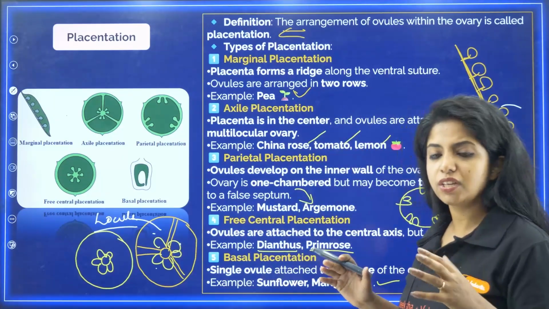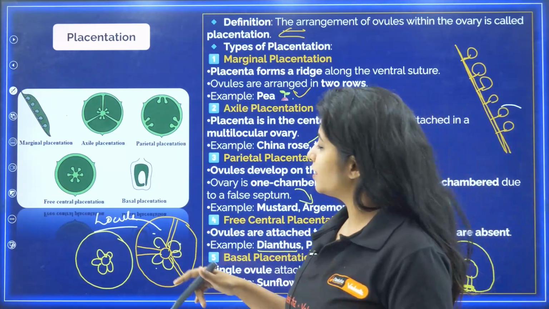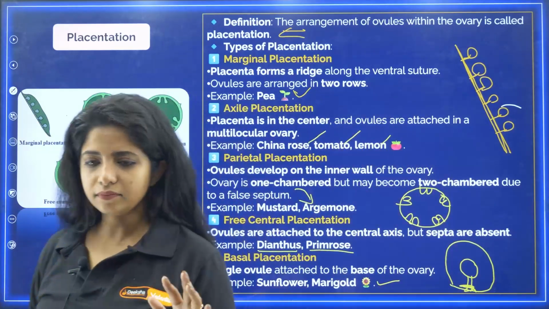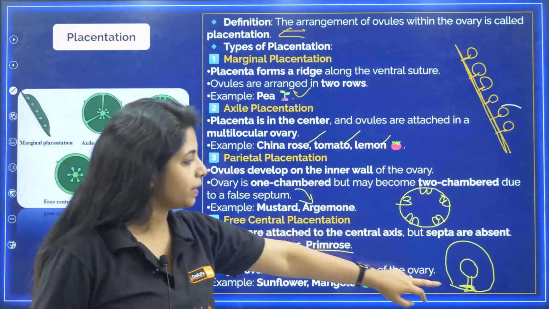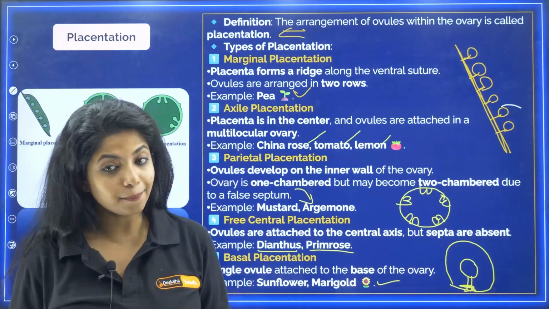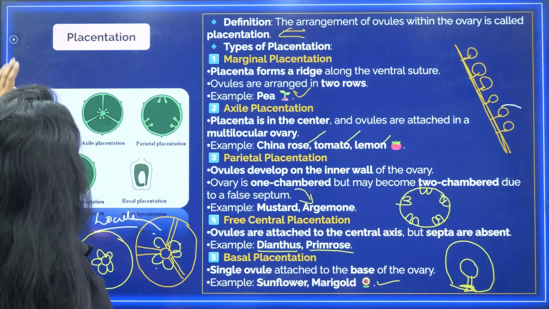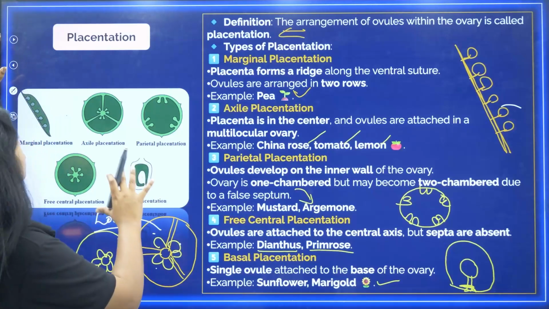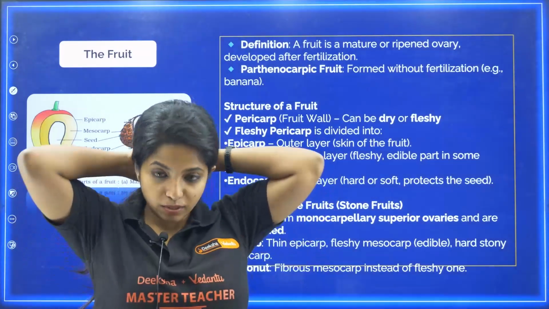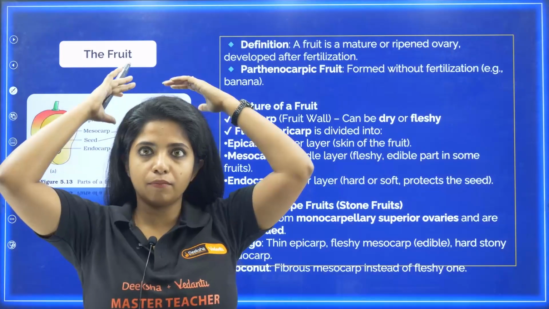Now basal placentation is there, which is the easiest one, where a single ovule is attached to the base of the ovary. Obviously, there is a placenta over here, that is why it is attached. And examples are sunflower and marigold. And with that, we cover placentation as well. Please go through these pictures, really important. Now, the fruit, okay. So we spoke about the flower and everything, stem, root, everything.